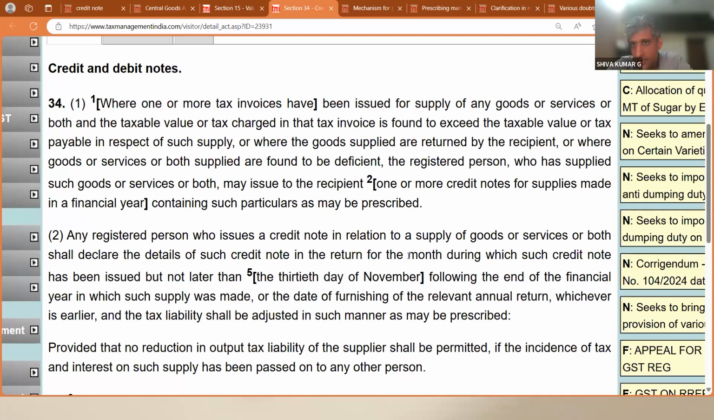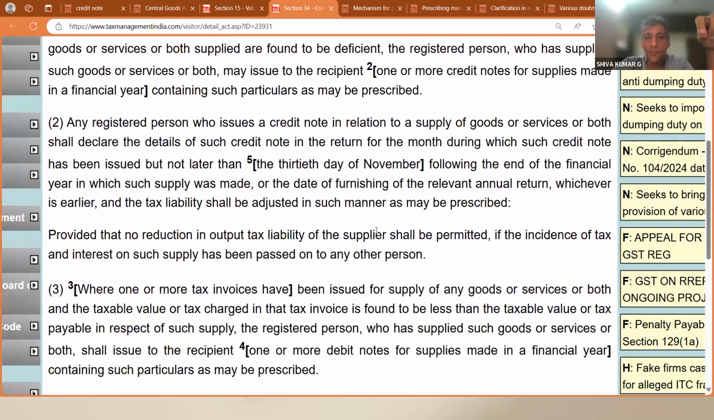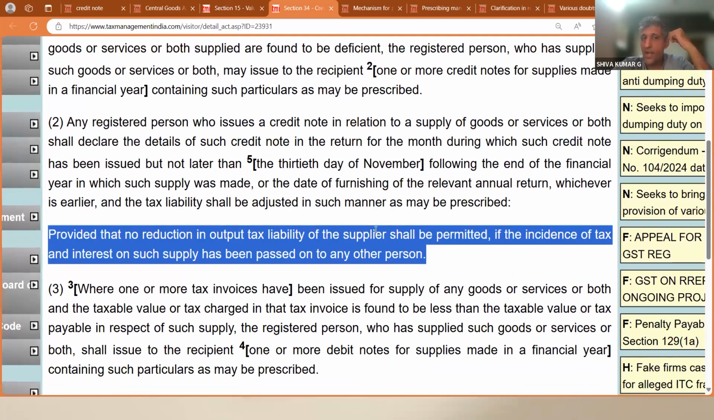But there is an interesting requirement in section 34, which is not there in section 15. That requirement is in the proviso. It says, provided no reduction in output tax liability of the supplier shall be permitted if the incidence of the tax and interest on such supply has been passed on to any other person.